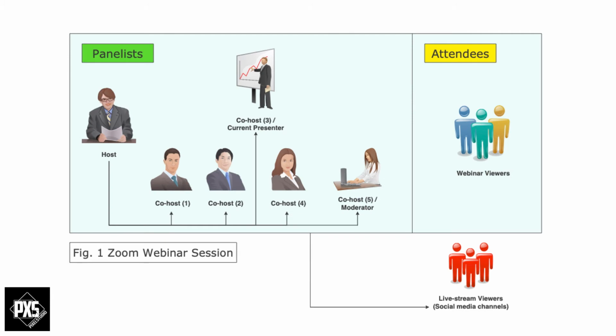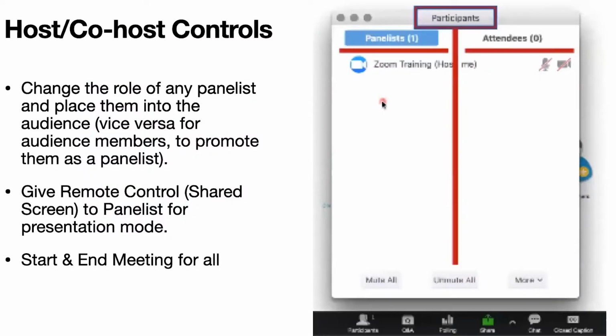Earlier on, I mentioned that in a webinar, you have your host, your co-host, and your panelists. And then you guys in the audience will be the attendees. So what are the roles and how do they contribute to a successful Zoom webinar? For the host, you can change the role of any panelist and place them into the audience so that they can become a panelist. They join, in a sense, your committee right now, and they have the same rights as a panelist. You can also, as the host, provide your panelists remote control.